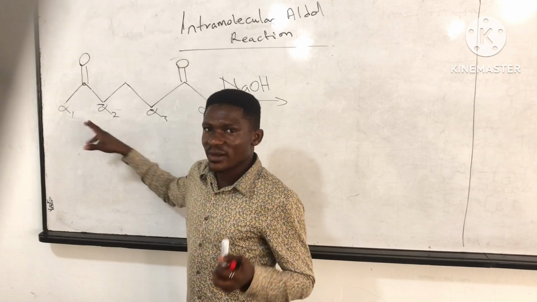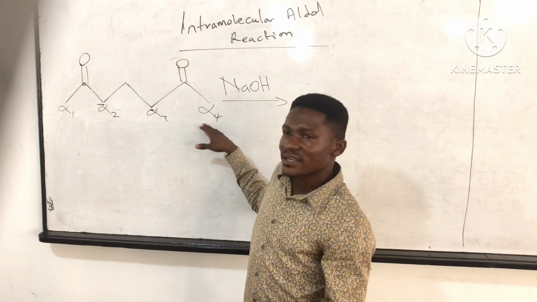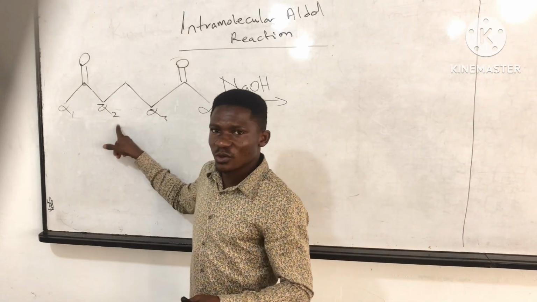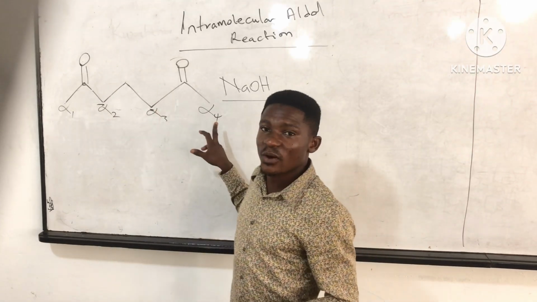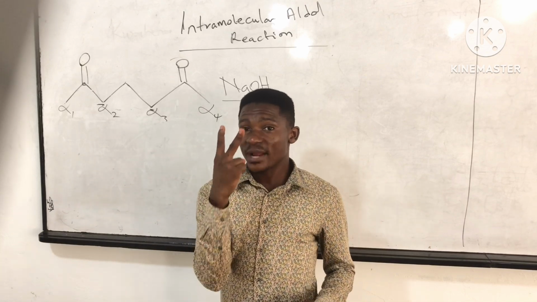You understand the reason I'm saying that, right? Because of symmetry, instead of 4 alpha systems, we are going to focus on just 2, because whatever we do here will be the same as whatever will happen here. Okay, so we are going to end up getting 2 products.